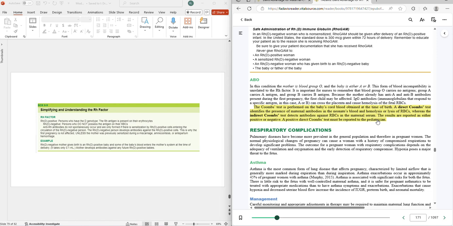Okay? So again, winking lollipop, know this right here. Know that a positive indirect Coombs equals jaundice. And we know that's a byproduct of bilirubin making the skin yellow. Okay?